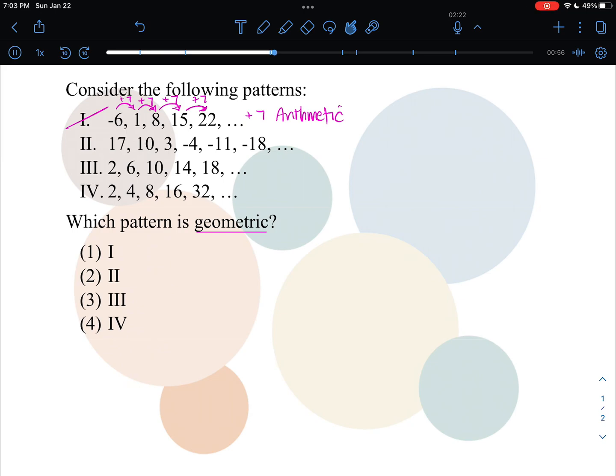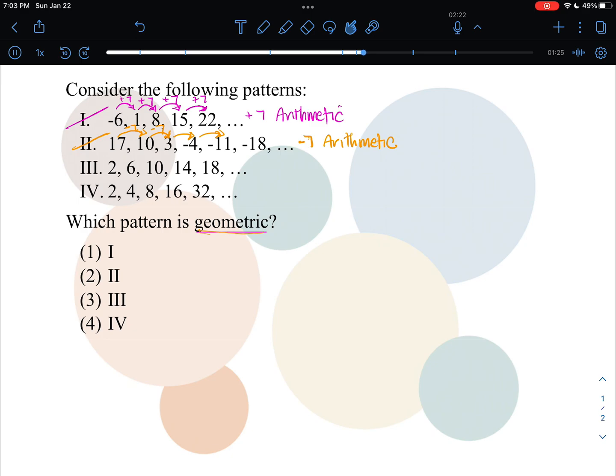Going on to the second pattern, again, I'm going to look and see if there is any common difference or common ratio between them. And I'm noticing they're getting smaller, but it looks like I am adding a -7 each of the times. And that's true. So I'm adding a -7, so it is still arithmetic because there's a common difference. That means that 2 is also not a geometric one.